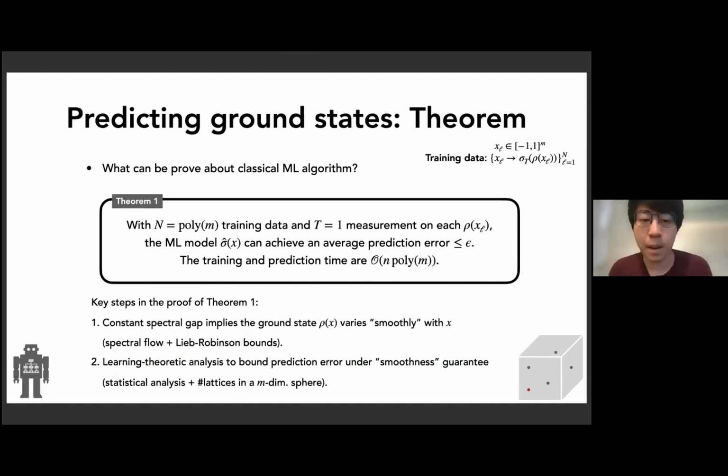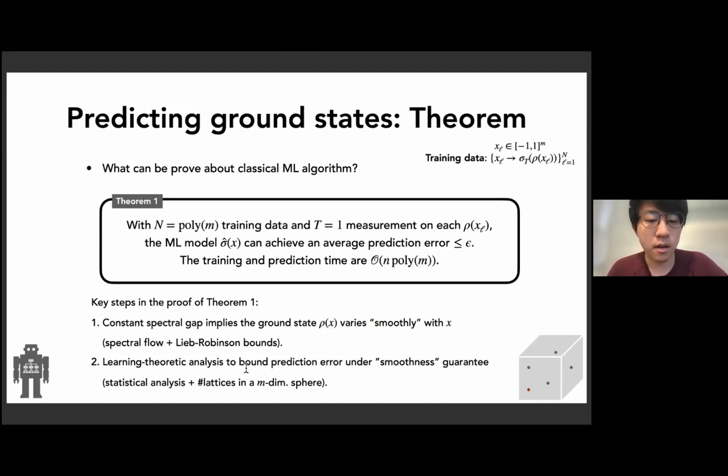So now, in order to establish the theorem, there are a few key steps. The first is we are going to utilize spectral flow and the Lieb-Robinson bound to show that the ground state actually varies smoothly when this high-dimensional vector x changes. It's some definition of smoothness.